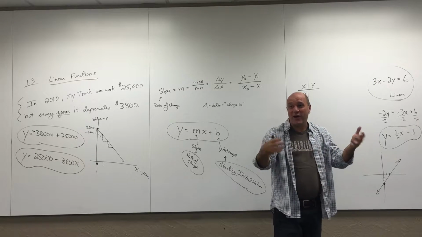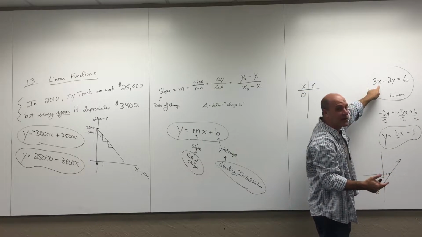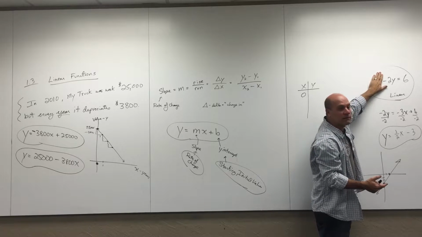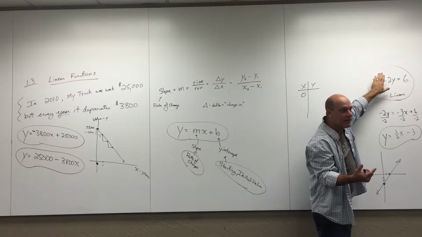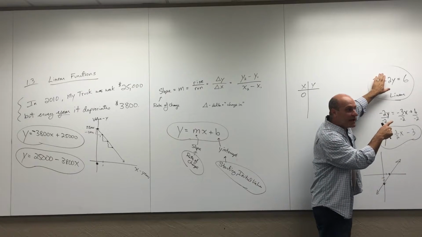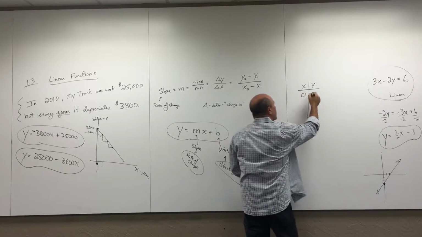So I want to plot that. And watch how easy it is. To plug in a 0 for x, I go like this. I plugged in a 0 for x, and it's gone. I divide by -2, and what's y? I divide by -2, y is -3.